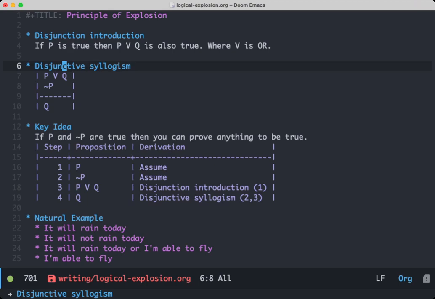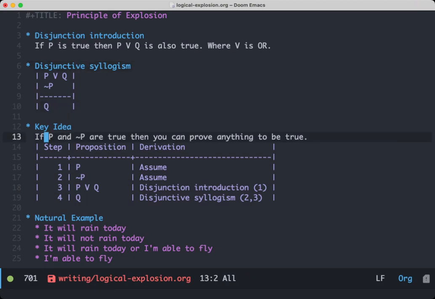Disjunction introduction is essentially: if you have a statement P which is true, then P or Q is also true. And second is disjunctive syllogism: if P or Q is true and not P is true, then Q is also true.